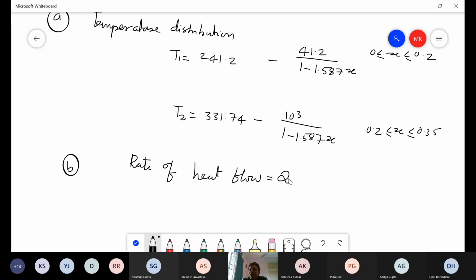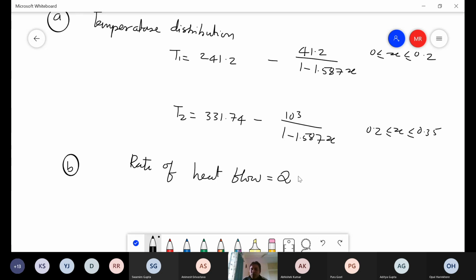So Q is given as flux into area, isn't it? Even though the area of the first term is changing, since we are looking at steady state, there is no generation, there is no accumulation term. That means capital Q is going to remain constant as we move from right hand side to the left hand side in a given geometry. Small q, the heat flux, is going to change.